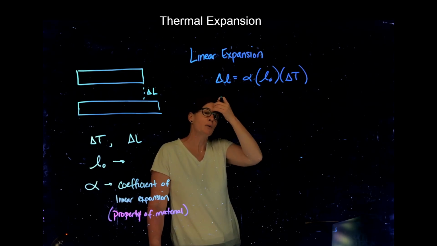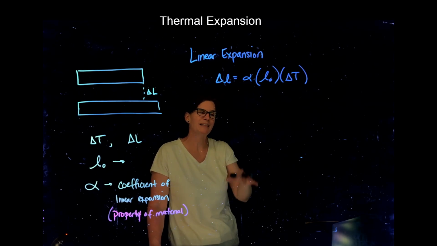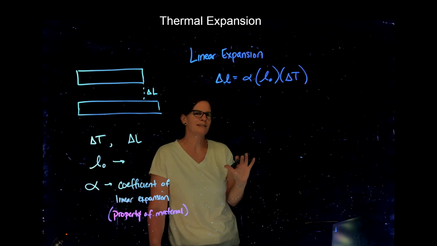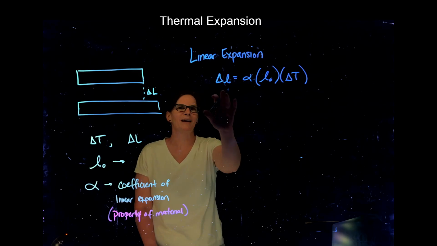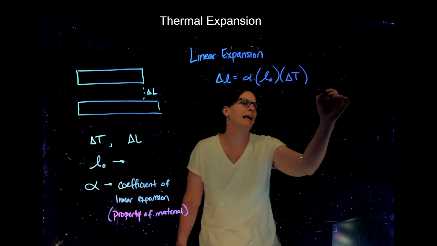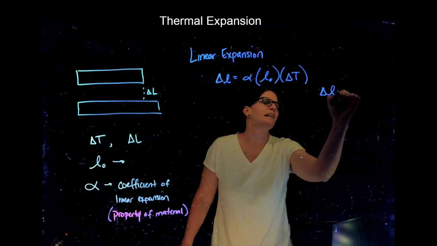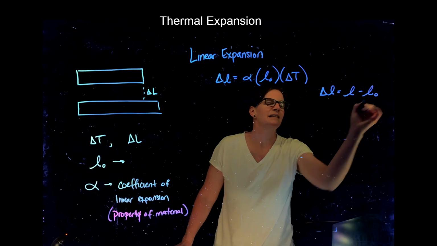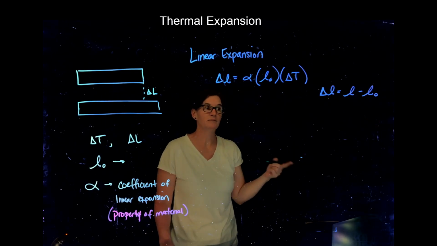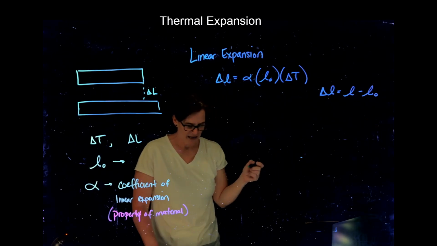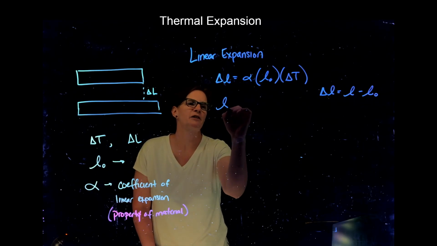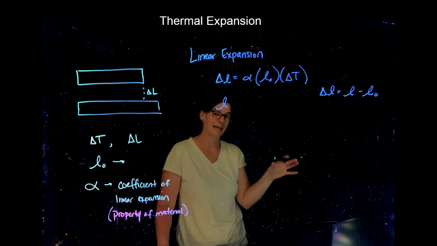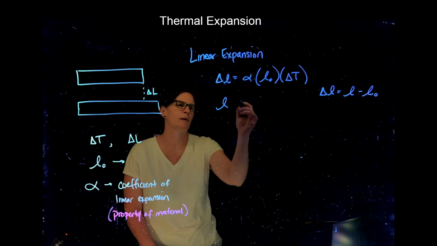This is the base equation, but we can rewrite it in a different form if we recognize that the change in length is equal to a new length minus length naught, final minus initial. I can write the linear expansion equation just looking at the absolute length. What is the new length of my material?